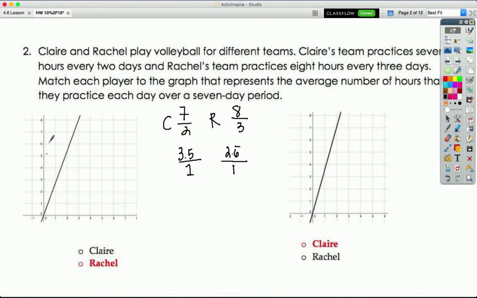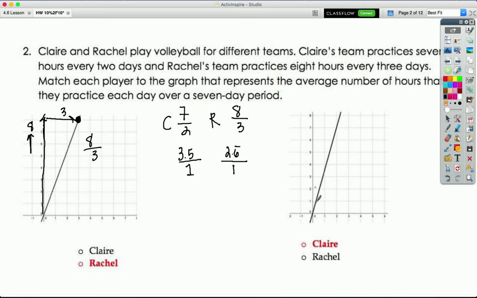So if I go up 7 over 2, this must not be matching Claire's, but if I go up 8 over 3, I see that's where it crosses through evenly again. So this must be matching Rachel's rate of change. So remember, rate of change, or slope, is how much the rise is over how much the run is. So it went up 8 units, so 8 hours, so up 8, and over 3. So the slope would be 8 over 3. Well, that matches what we described for Rachel.